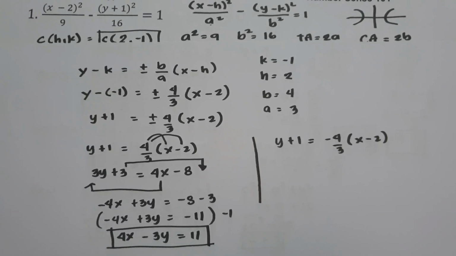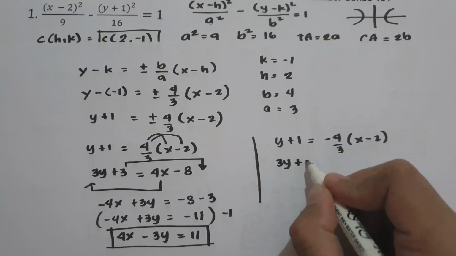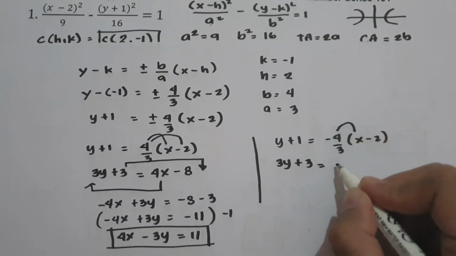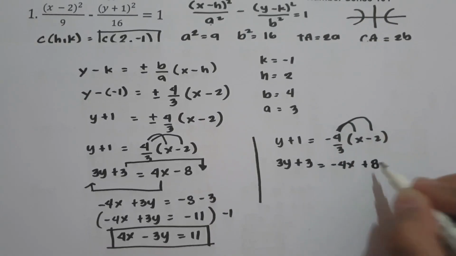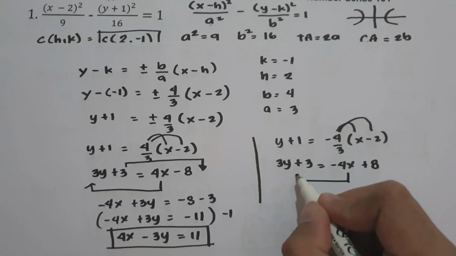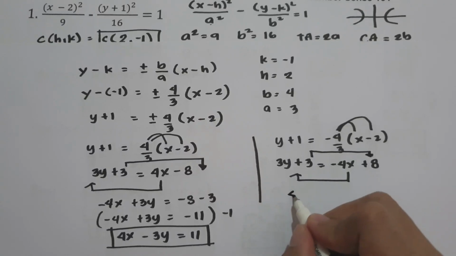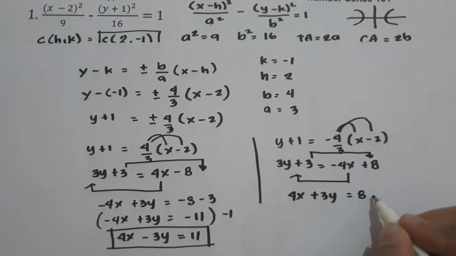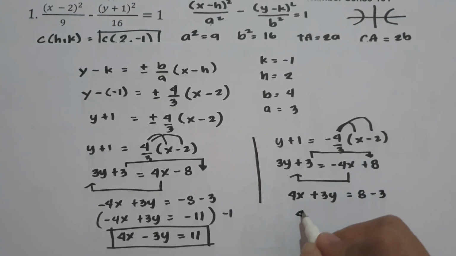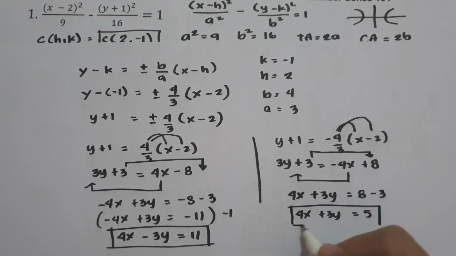While on the other side, let us have 3 multiplied by y plus 1, that is 3y plus 3 equals negative 4 times x is negative 4x. Negative 4 multiplied by negative 2 is positive 8. Let us move negative 4x on the other side of equation, and let us move 3 on the side of negative 4x plus 8. It will give us 4x plus 3y equals 8 minus 3. So this will be 4x plus 3y equals 5. So this will be the asymptotes of our hyperbola.